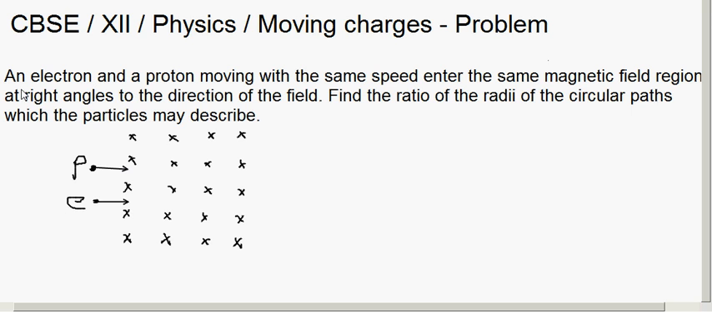Let me read this once. An electron and a proton moving with the same speed enter the same magnetic field region. So important to note: same speed, same magnetic field, and at right angles to the direction of the field. This means that after entering the field, the proton and electron follow a circular path. We need to find out the ratio of the radii of the circular paths.